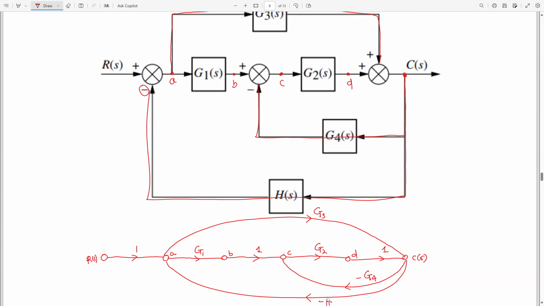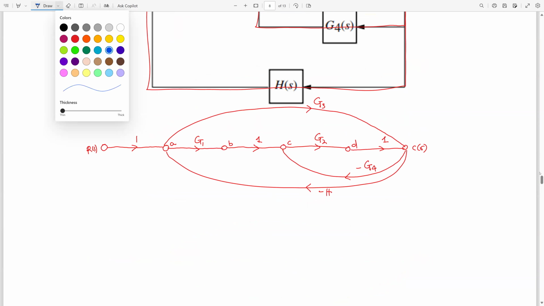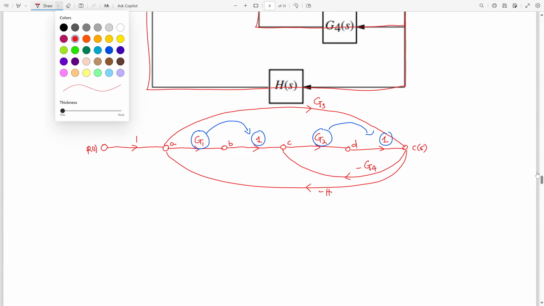Now you can decide to tidy up your whole thing by multiplying this G1 by 1 and then this G2 by 1. But what you should never do is multiply these two, the one here by G2. We can't actually do that because there's a line, we are actually picking off something here. So it's not possible for us to multiply this transfer function with that transfer function. So we are going to multiply G1 by the 1 here, and then G2 by the 1 here. So the final thing that we should get is going to be this.